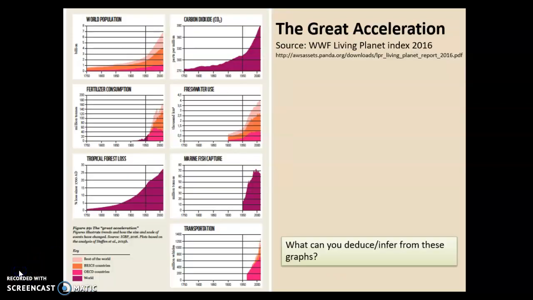Next slide, you can see here there are some graphs that come from the World Wildlife Fund Living Planet Index. There's a link there if you feel like you want to go and have a little look at it some more. Now, if you cast your eyes into the bottom left corner, you will see a little key that says the dark purple colour is world, the pinky purple colour is OECD countries, so there's kind of the wealthier countries. The bricks are the orangey colour, so Brazil, Russia, India and China. And the light pink colour is the rest of the world.